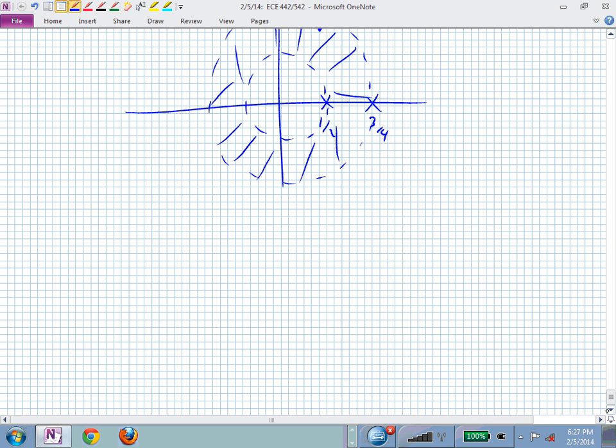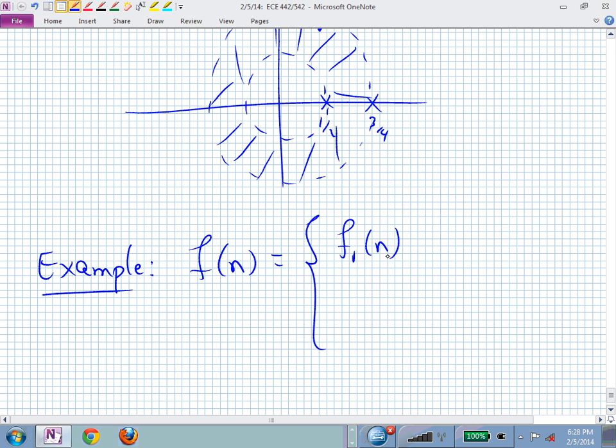Let's look at an example. I'm just going to give you the answer, and then we'll see what that corresponds to. Or we'll go the other way. We'll find the z transform. Now we're saying that f of n is equal to one side, let's call it f sub 1 of n, of 2 times 3 to the n for negative values of n, and it's f sub 2 of n.